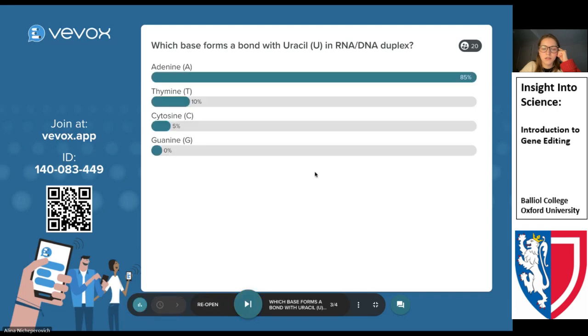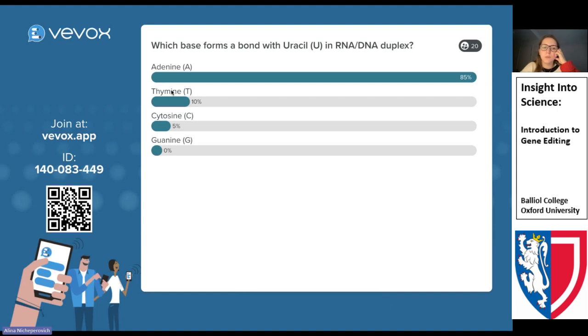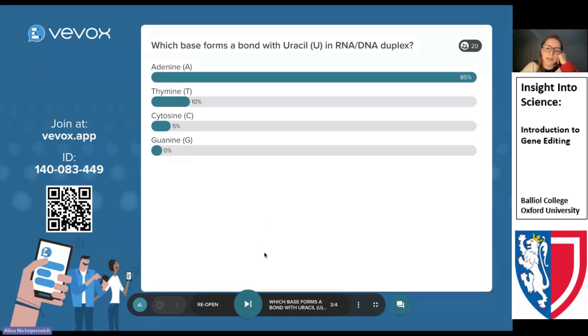So yes, it is adenine. Some of you might remember it can be a bit confusing sometimes because uracil is sort of a replacement of thymine in RNA. So when we have a uracil in the molecule of RNA, it means that when it forms an RNA to DNA duplex, it would form a bond with adenine. While in RNA, we do not have thymine, but instead we have it in DNA.